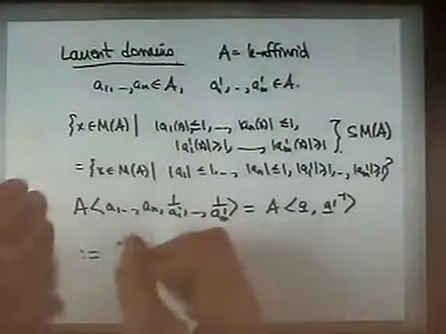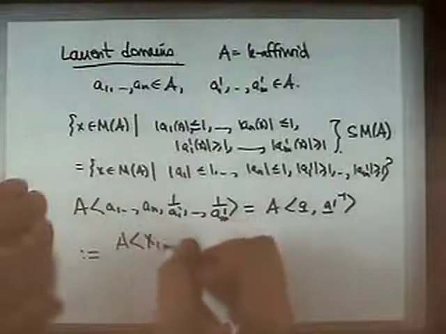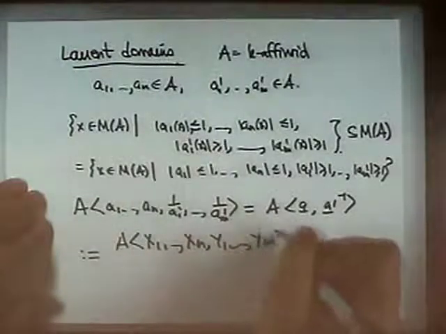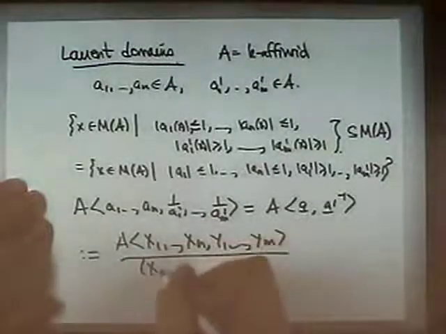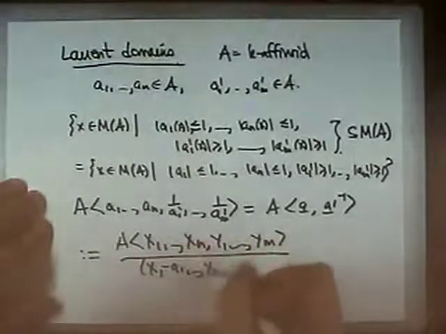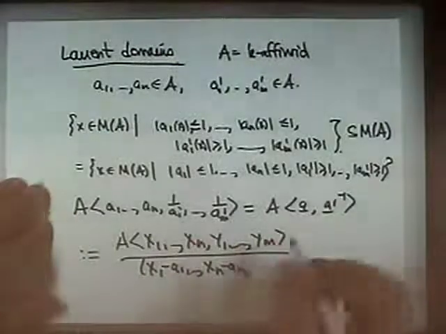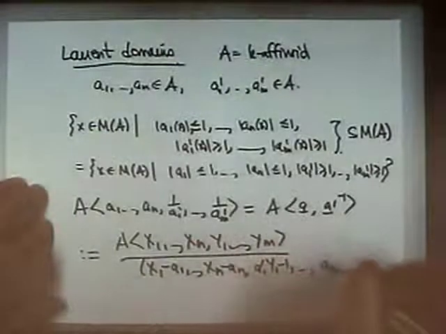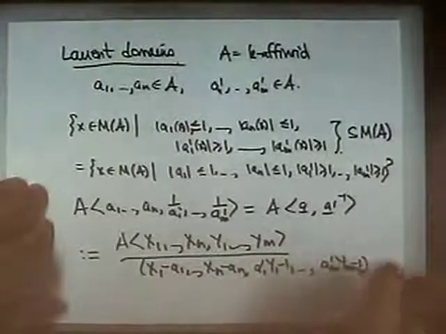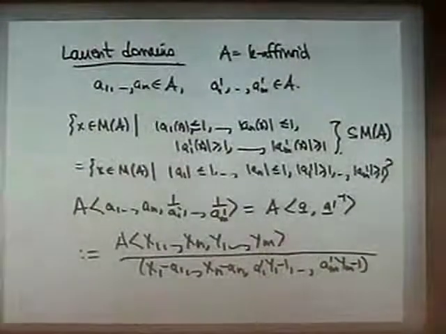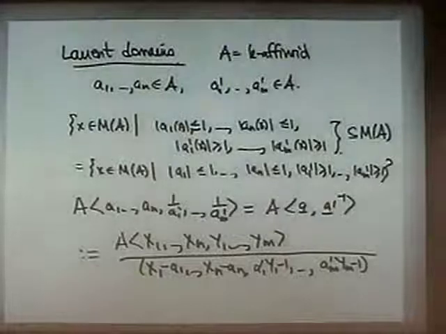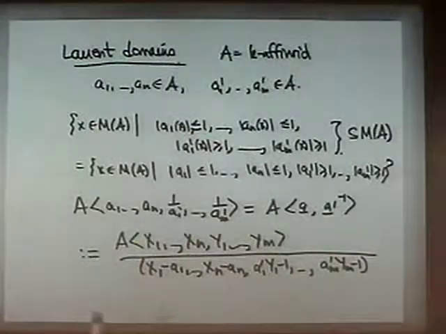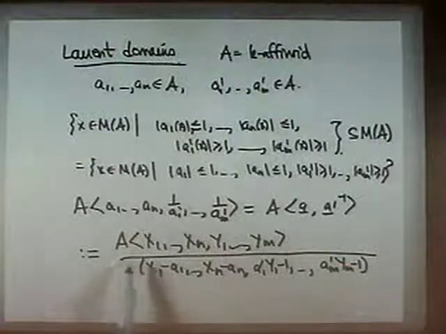So what I should do is form the Tate algebra in n plus m variables, and I'm going to mod out by these relations and these relations. It's just a construction. Okay? There it is. So this is an A-algebra. It's affinoid, because A is affinoid.